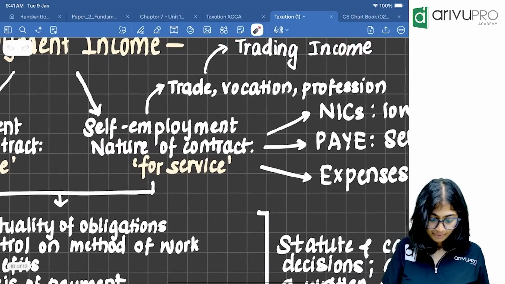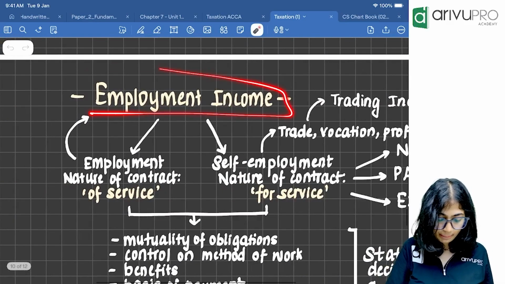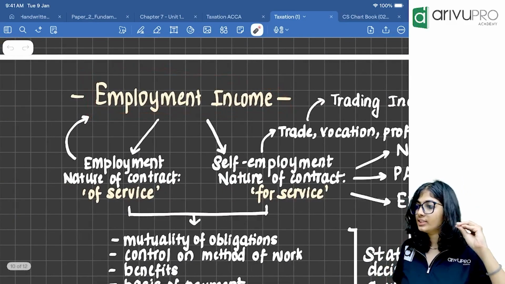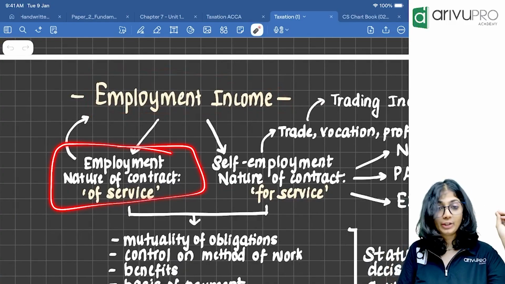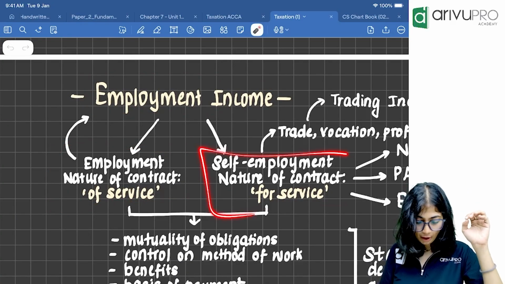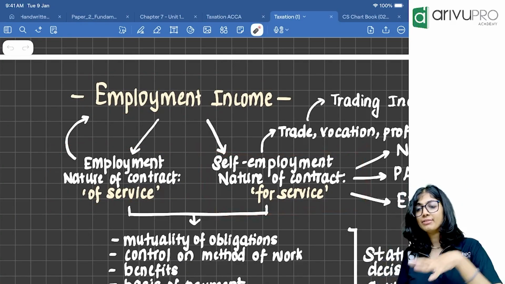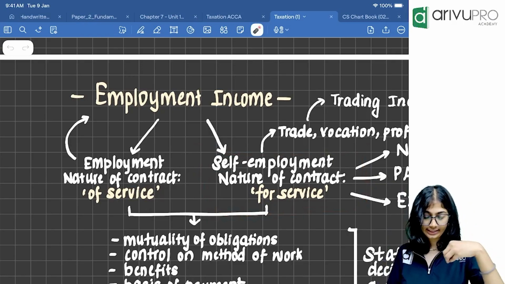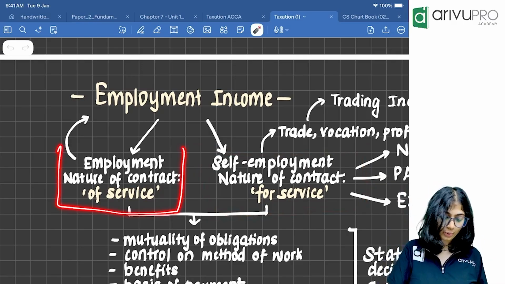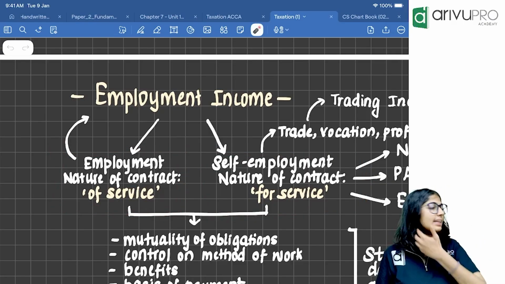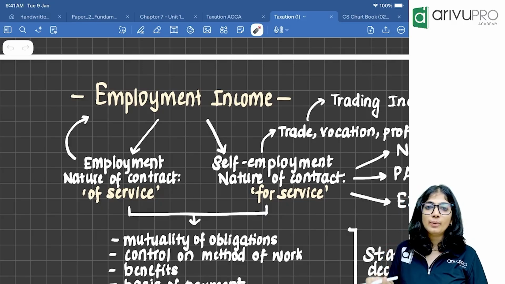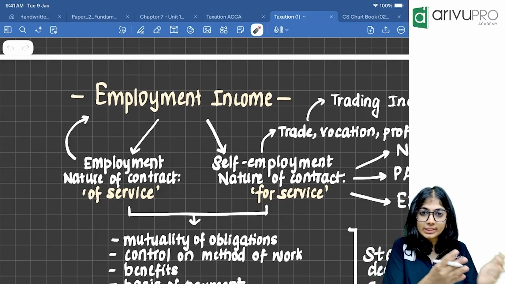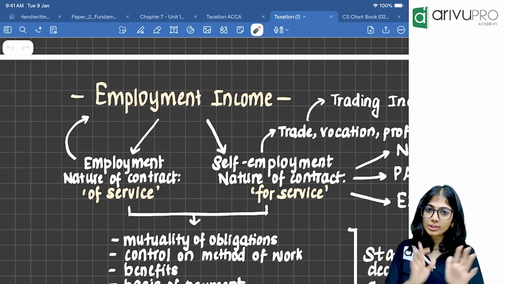for service. Now when we're learning about employment income, we only consider the income that you're getting from employment. Self-employment is assessable under a different section of taxation itself. In this chapter, we'll be looking only at employment. In the exam, you'll rarely find questions where they ask you to distinguish between employment and self-employment, so don't worry.